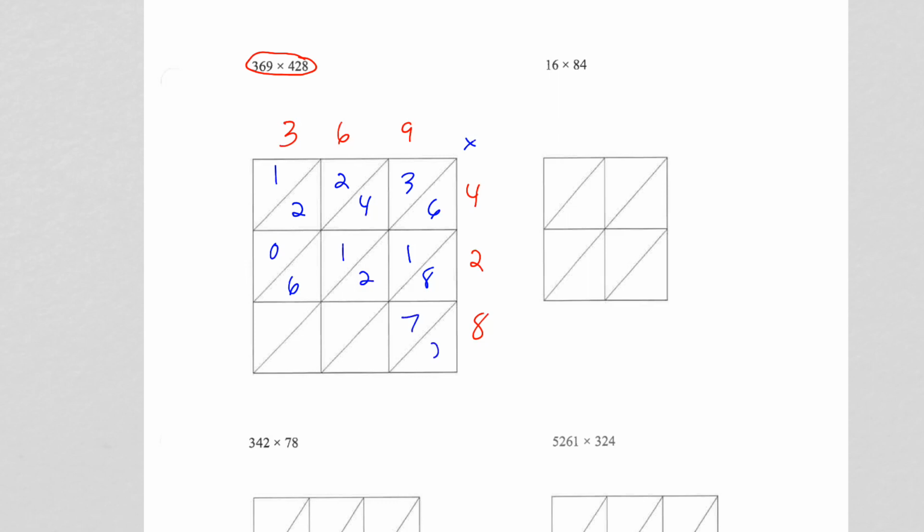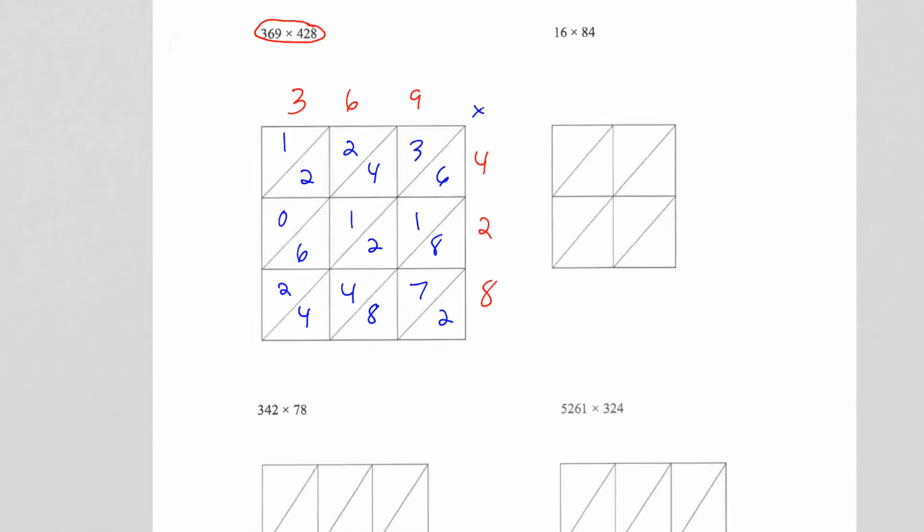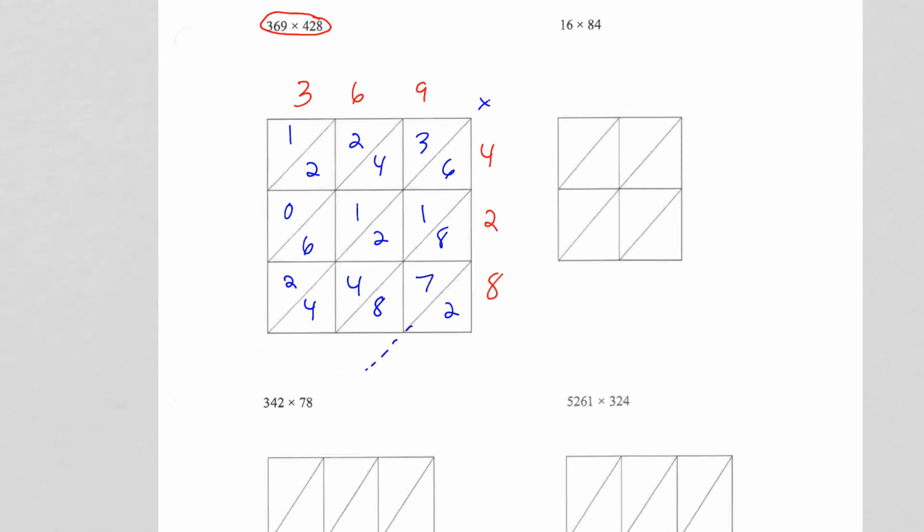9 times 8 is 72. 6 times 8 is 48. And 3 times 8 is 24. So you can quickly fill out your box. Extend out your diagonals, and start adding. So you bring this 2 down. You add these 3 up. So that's going to be 16 plus 17. That is going to be 23.